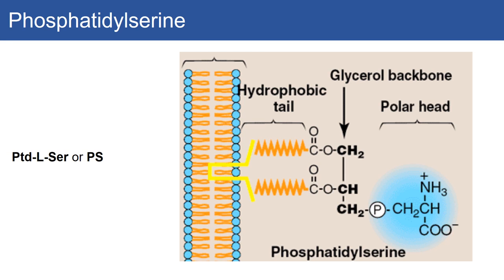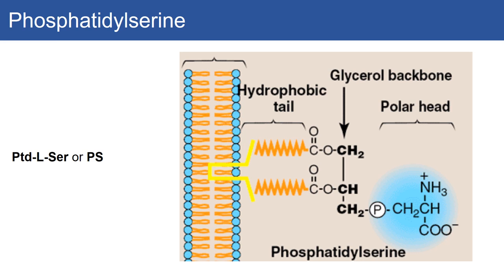You will note that it also plays a role in blood coagulation. When circulating platelets encounter injury, phosphatidylserine is externalized, and it provides the mechanism of action by which blood clotting and other repair mechanisms are initiated. It's usually abbreviated PTD-L-SER or just simply PS.